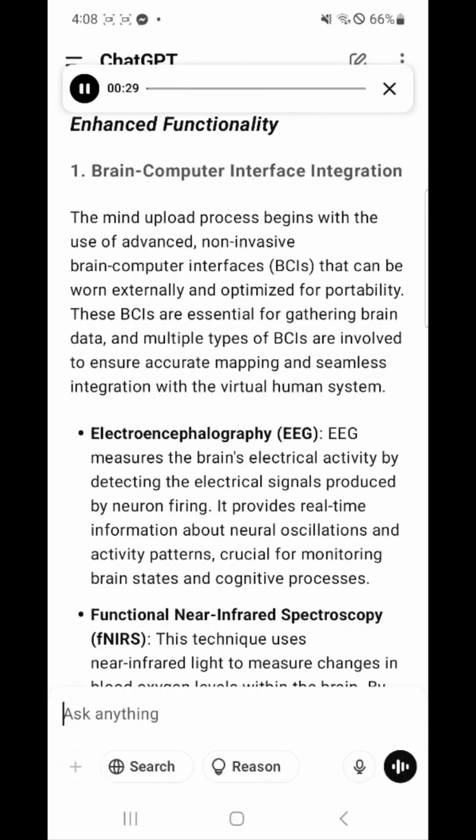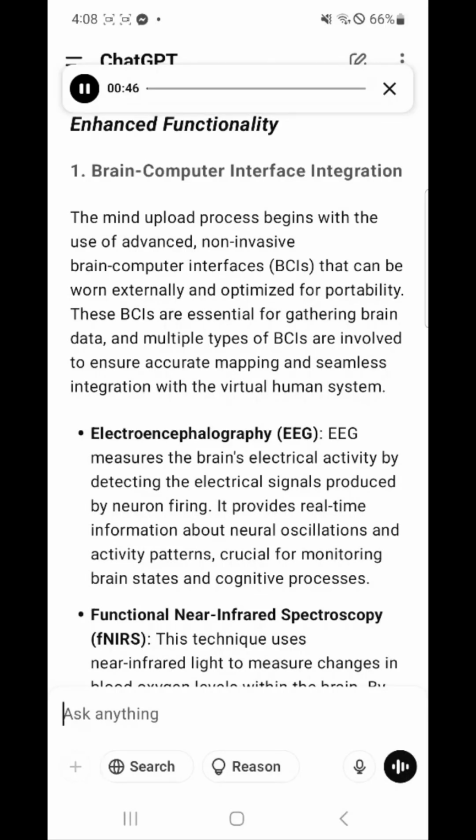Electroencephalography, EEG. EEG measures the brain's electrical activity by detecting the electrical signals produced by neuron firing. It provides real-time information about neural oscillations and activity patterns, crucial for monitoring brain states and cognitive processes.